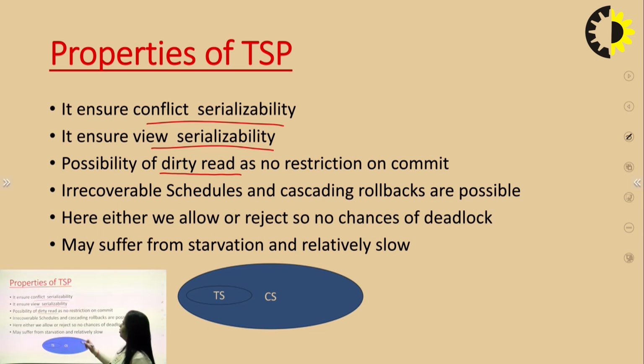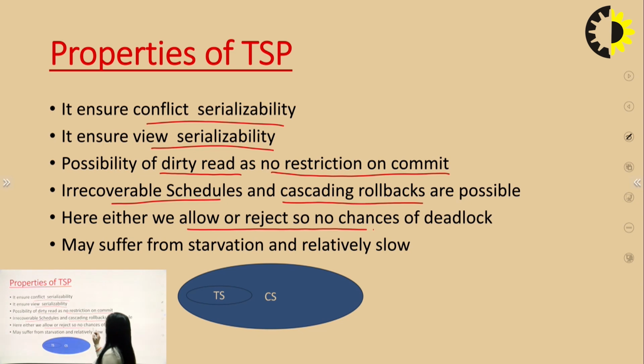Why is this so? Because there is no restriction on commit operations. Next, irrecoverable schedules and cascading rollbacks are possible here. Here, we either allow or reject, so there is no chance of deadlock. We either allow the transaction to execute or roll it back. So there is no chance of hold and wait, and no chance of deadlock.